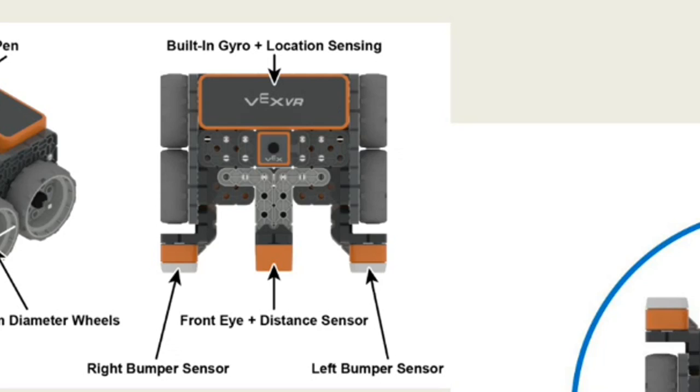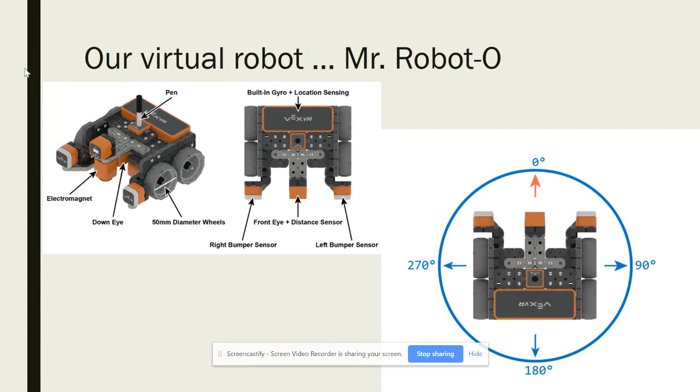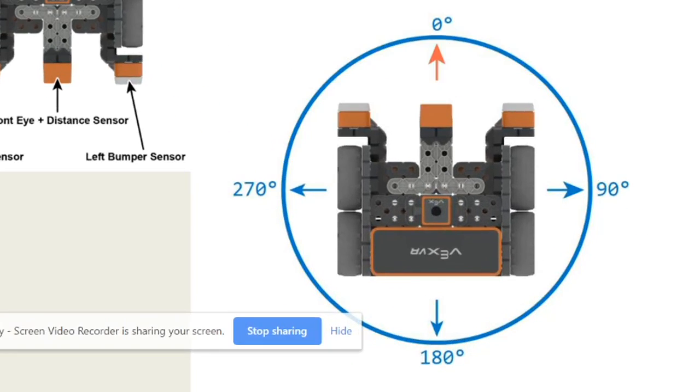This location sensing works in a 360-degree radius perimeter, meaning that if the robot knows it's going 360 degrees or 0 degrees forward, it's going straight forward. If you program it to go 90 degrees, it'll turn to the right. If you program it to go 270 degrees, it'll turn left.